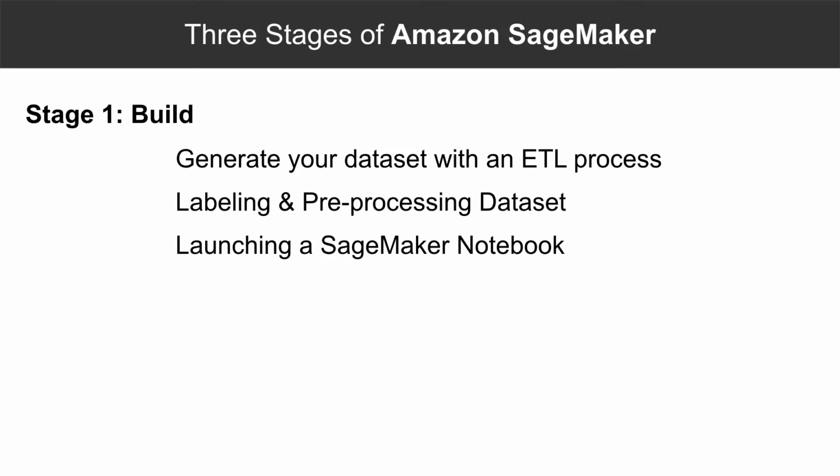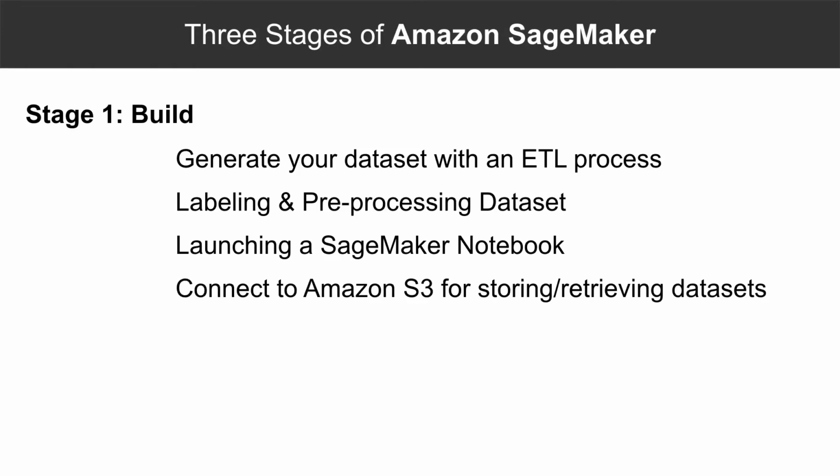Next, launching a SageMaker notebook. As soon as the Jupyter notebook is ready, you can start data exploration and pre-processing. And the best part is, SageMaker lets you choose the size of server you want to run your notebook on. We'll briefly discuss the compute types in the upcoming slides. You may also connect to Amazon S3 for storing and retrieving datasets.